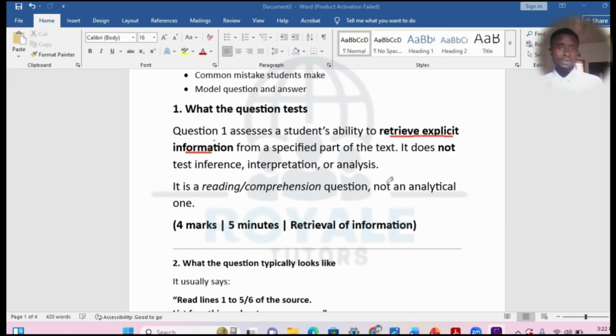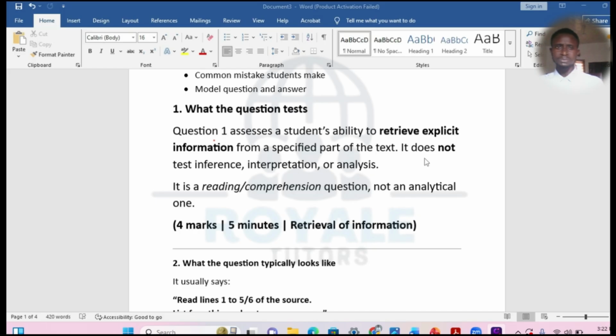Another thing you need to know about question 1 is that it usually attracts 4 marks. That's the grade for question 1, 4 marks. But you have to be very careful because it doesn't go beyond 4 marks. You need to make sure that you spend at most 5 minutes. You can spend less than 5 minutes, but make sure that you do not go beyond 5 minutes. And as I just explained, you need to do what we call retrieval of information. You look at the text and then you pick the information that you're being asked about.